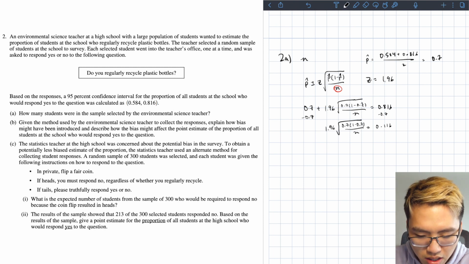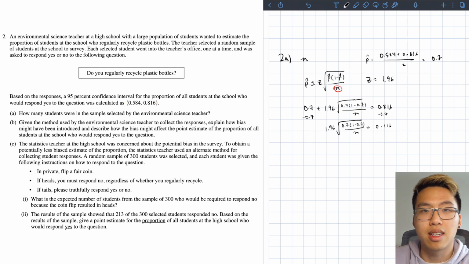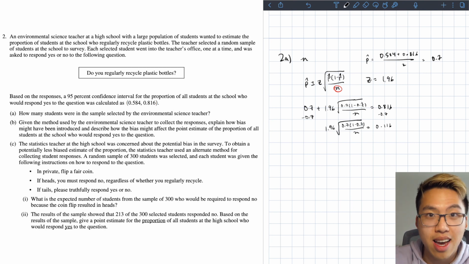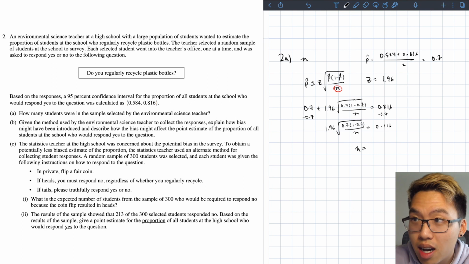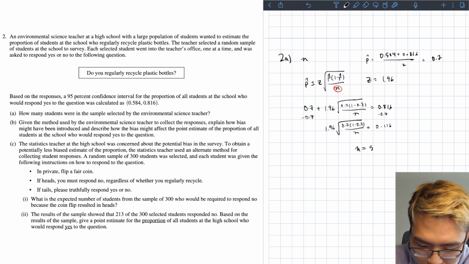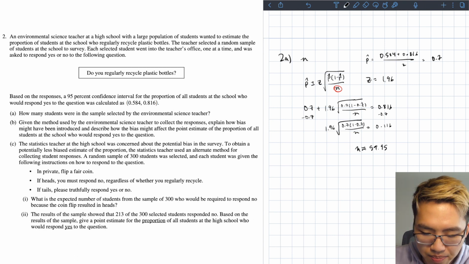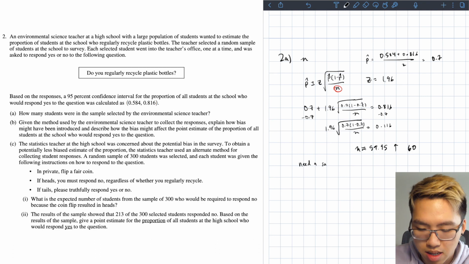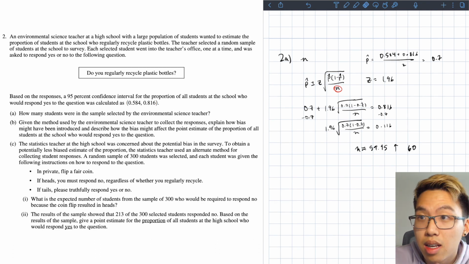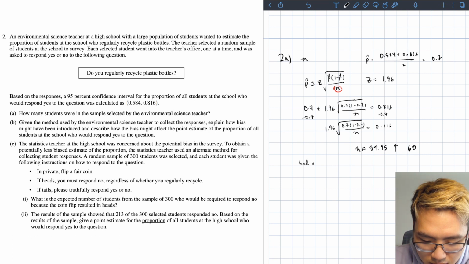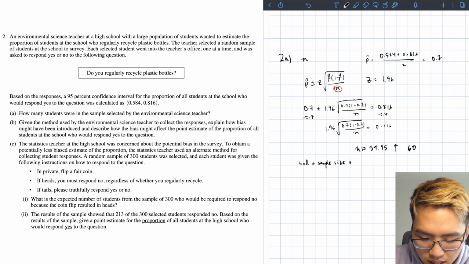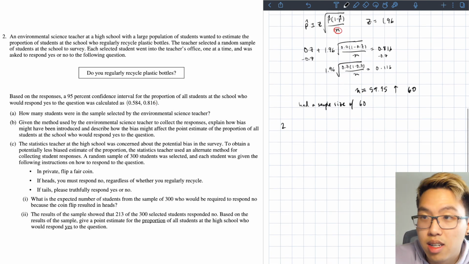Okay, so yeah, this is pretty much just a lot of math. I'm going to plug this in the calculator, and I'll be right back. Okay, so it turns out that we get n equals about 59.95. So we're just going to round this up to 60. And that should be our answer. The teacher had a sample size of 60. Okay, that was a lot of math.